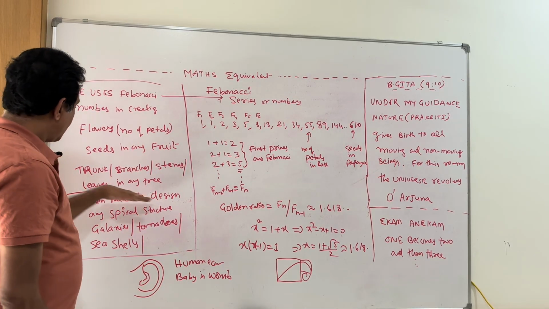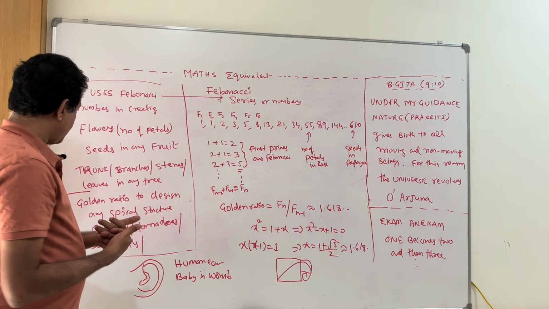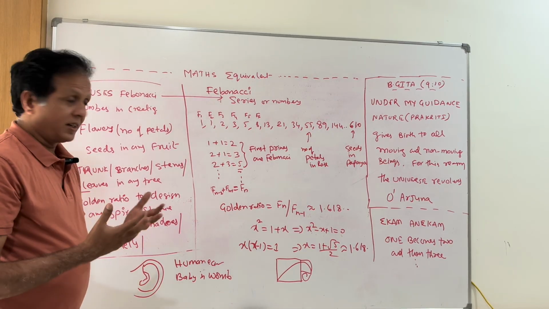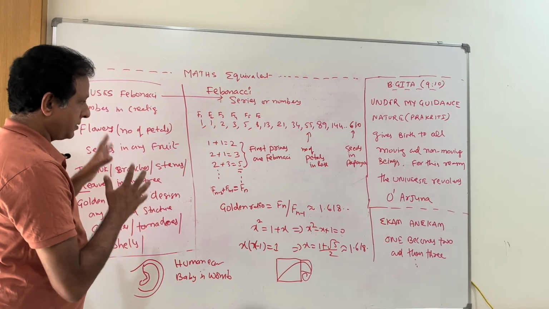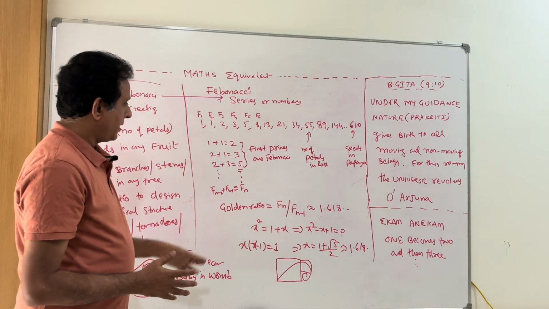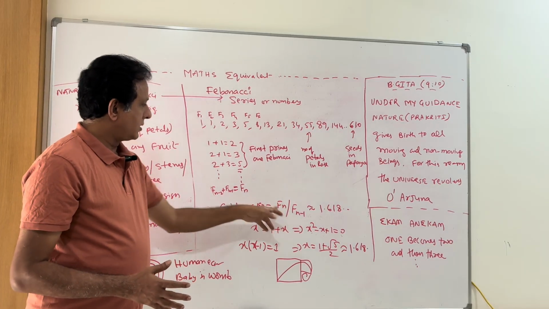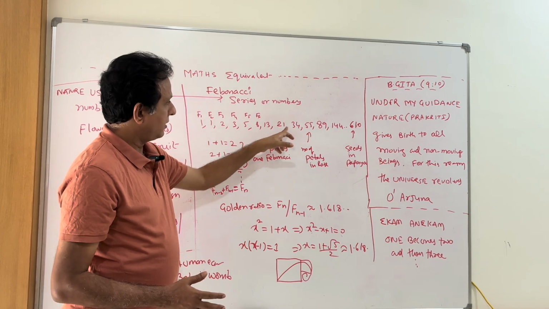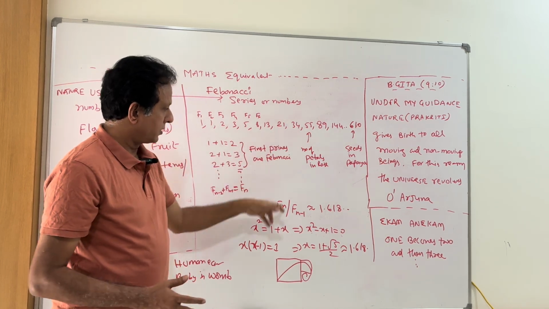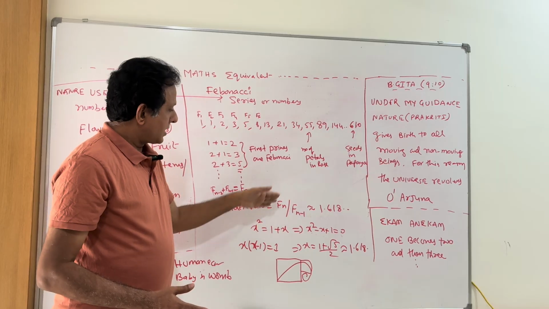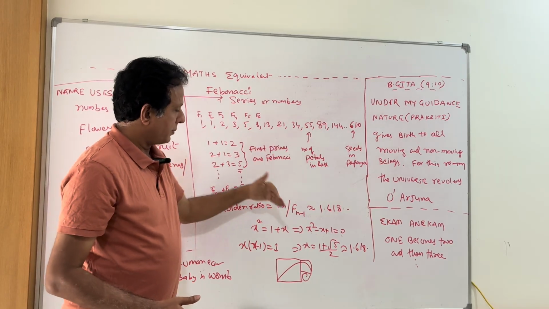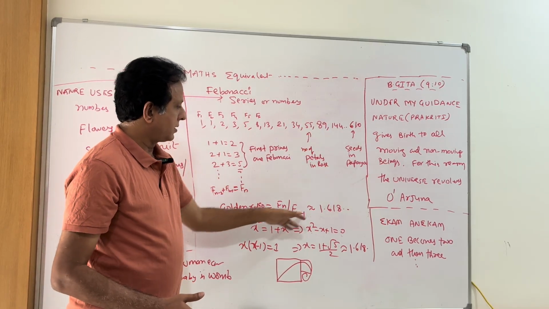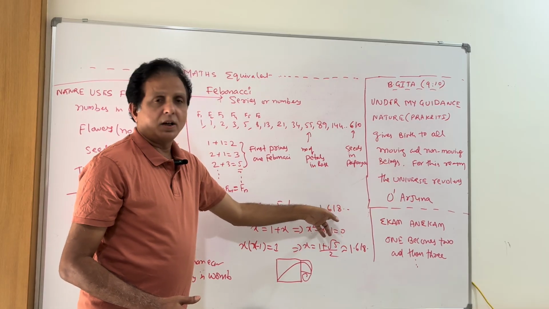And also the golden ratio is used to design any spiral structure: galaxies, tornadoes, seashells. So what is the golden ratio? From the Fibonacci series, this is the golden ratio. If you take, let us say, 21 by 13, or 34 by 21, or 55 by 34, then as we go to higher Fibonacci numbers, the result is almost 1.618.